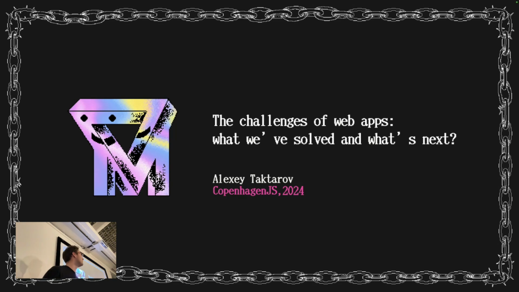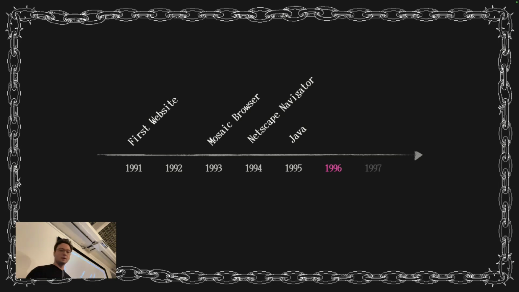All right, we're going to talk about web applications. But before I start, I'd like to make a short detour and tell you a story. So the year is 1996, and there's this company in Santa Clara, California, which is about to release the next big thing. And they called it a desktop killer.